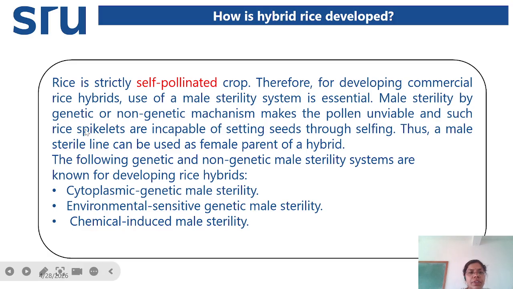So here the rice panicles will be unable to set the seeds through selfing. That is nothing but male sterility system. Generally, the male sterile lines are used as a female parent of the hybrid. So here we are having the genetic and non-genetic male sterility systems to develop the rice hybrids. The first one is cytoplasmic genetic male sterility, next is environmental sensitive genetic male sterility, and the chemical induced male sterility. So these are the three different types of male sterility systems used in the rice.